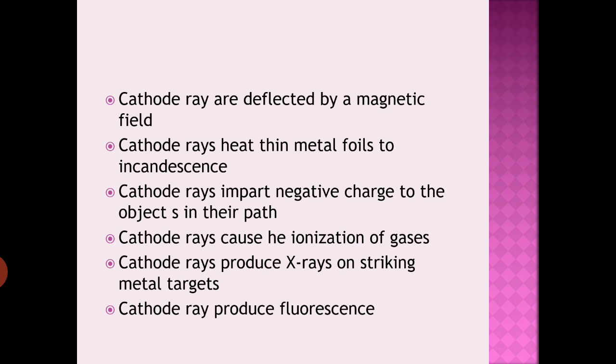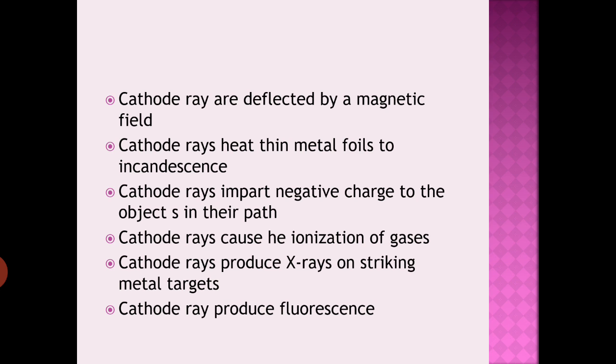Now, cathode rays cause ionization of gases. When gases are exposed to cathode rays, ionization of the gases occurs. So this also indicates that cathode rays are negatively charged particles. Now what is the next point?